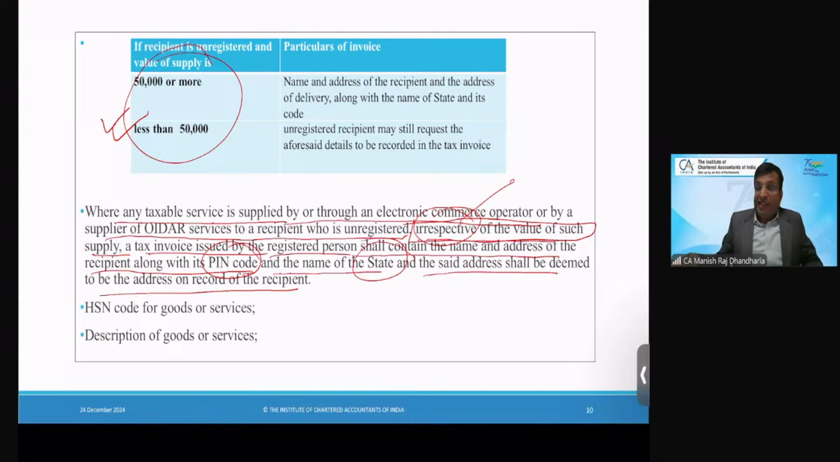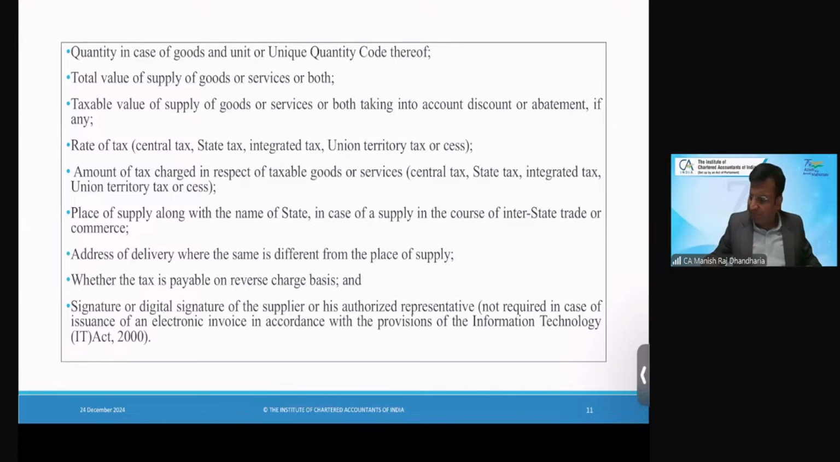Let's move further. Next point that we need to mention is the HSN code of goods and services. I'll discuss in detail HSN code कैसे mention करना है. Description of goods and services. Definitely you have to mention description कि भाई goods और services का क्या description है, you have to mention that. Next, these are simple. Quantity in case of goods and unit or unique quantity code जो भी होगा वो आपको mention करना है. The parameter on the basis of which it will be measured.